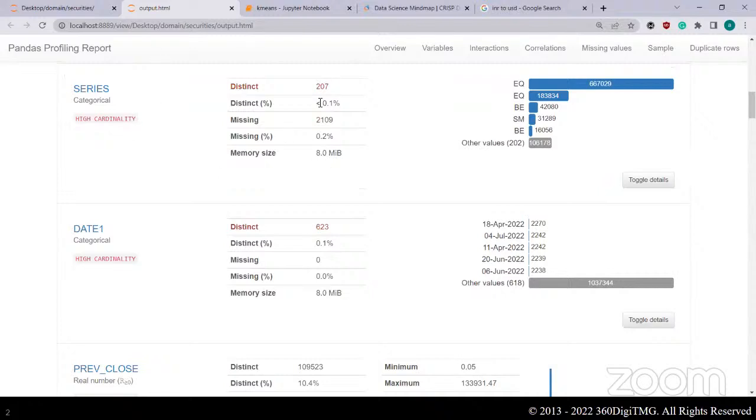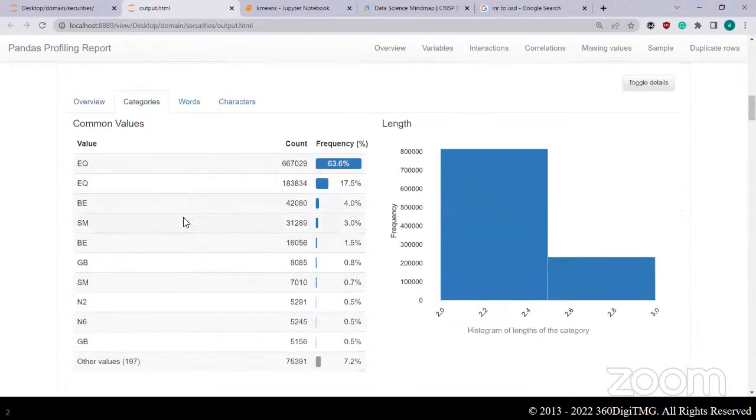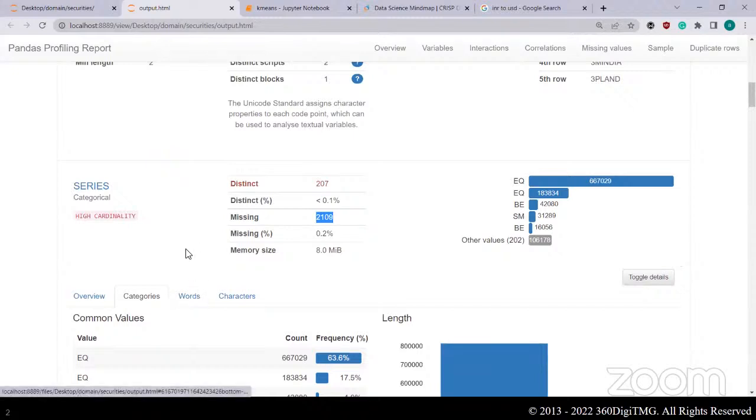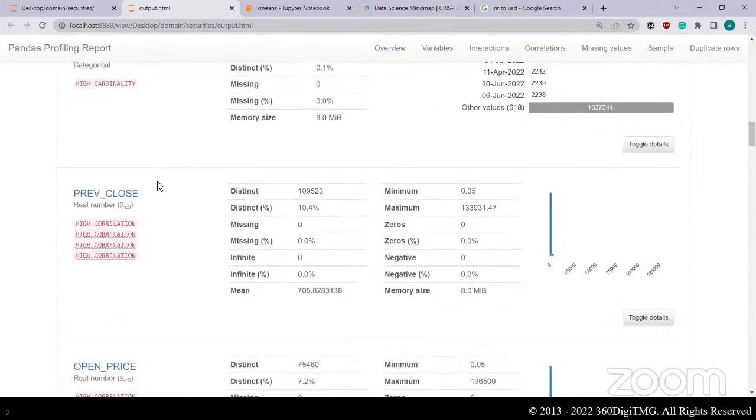Then you have series. Series is where we have most of our missing data. Again here you can take a look at the details, and you can actually see equity. It is what type of stock it is. You can see that EQ and EQ are the highest. So you have the same values being shown twice, and they are taking up more than 80% of the data set. All right. And then you have date.